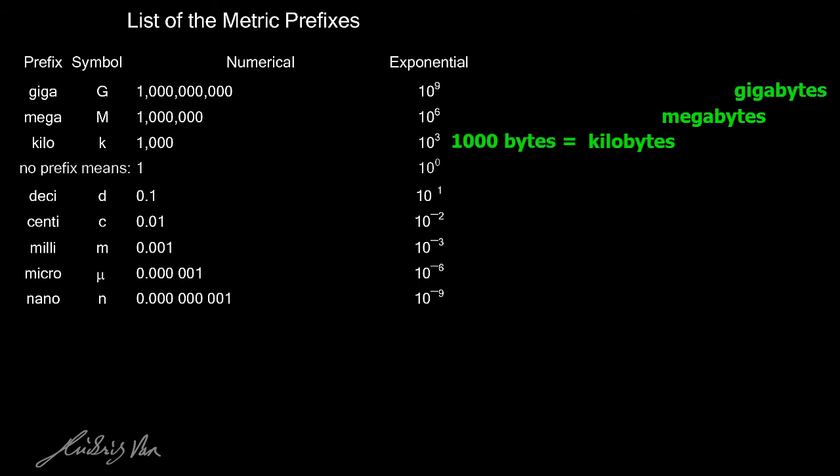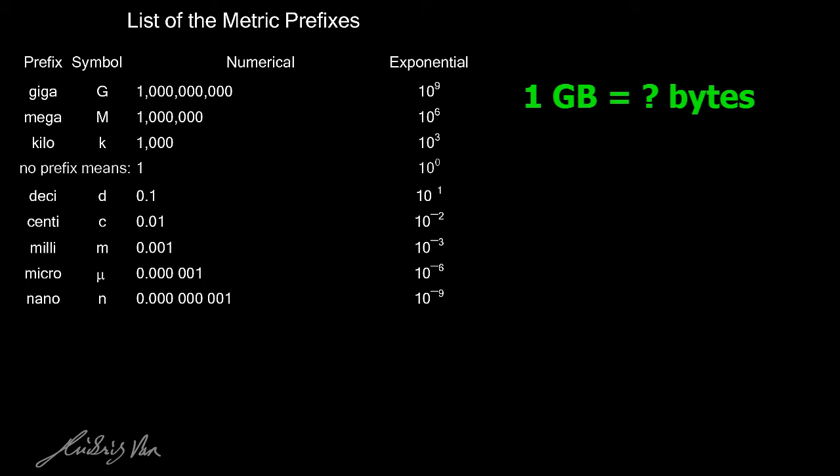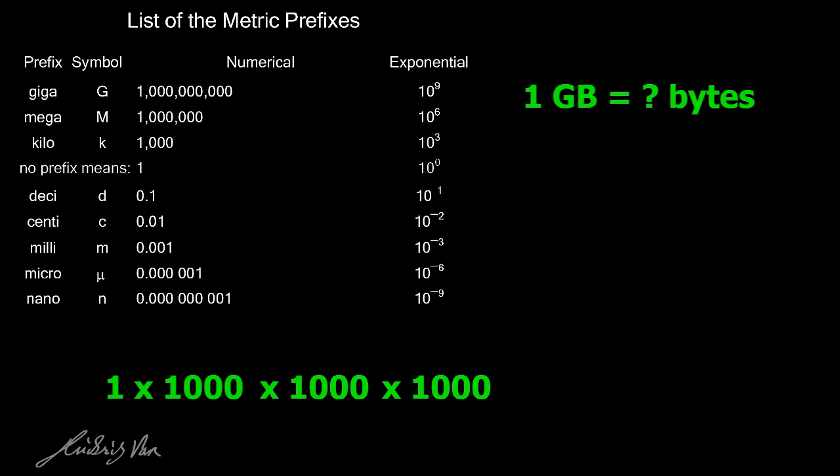So 1000 bytes is equal to 1 kilobyte. 1000 kilobytes is equal to 1 megabyte, and 1000 megabytes is equal to 1 gigabyte. So very simple. If you want to find out how many times is 1 gigabyte when compared to 1, all we have to do is to multiply 1 by 1000, then multiply by 1000 again, and finally multiply by 1000 for the third time. So it's actually very simple to remember if you do it step by step, rather than remembering 10 to the power of 9 rubbish.